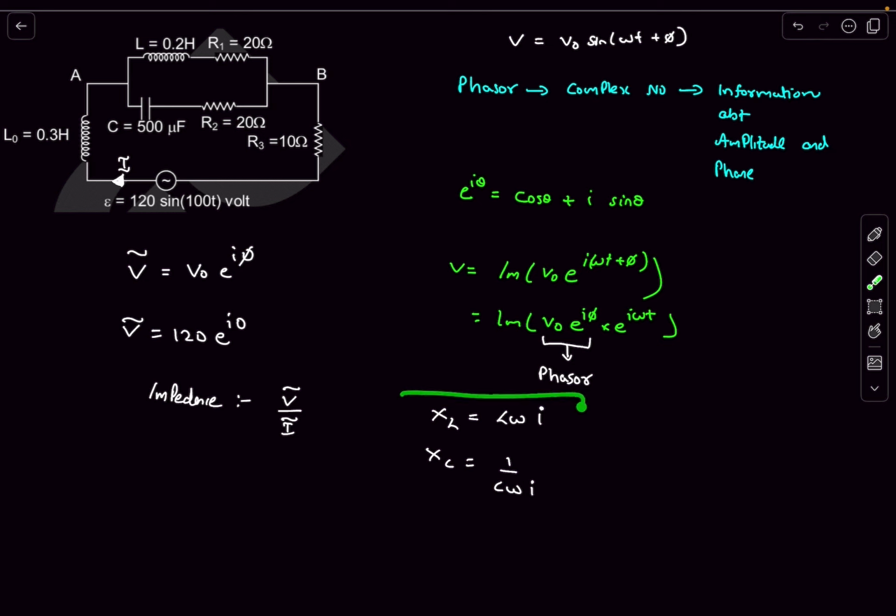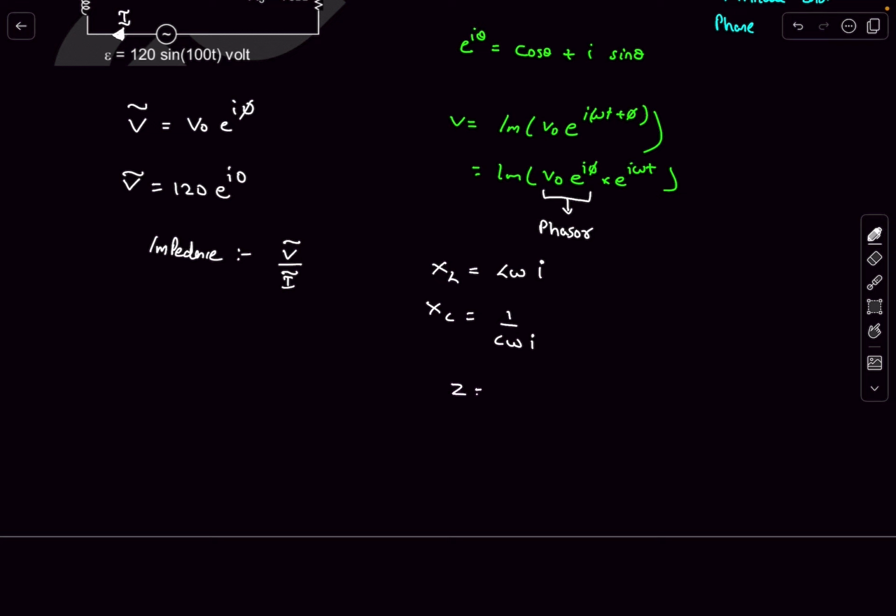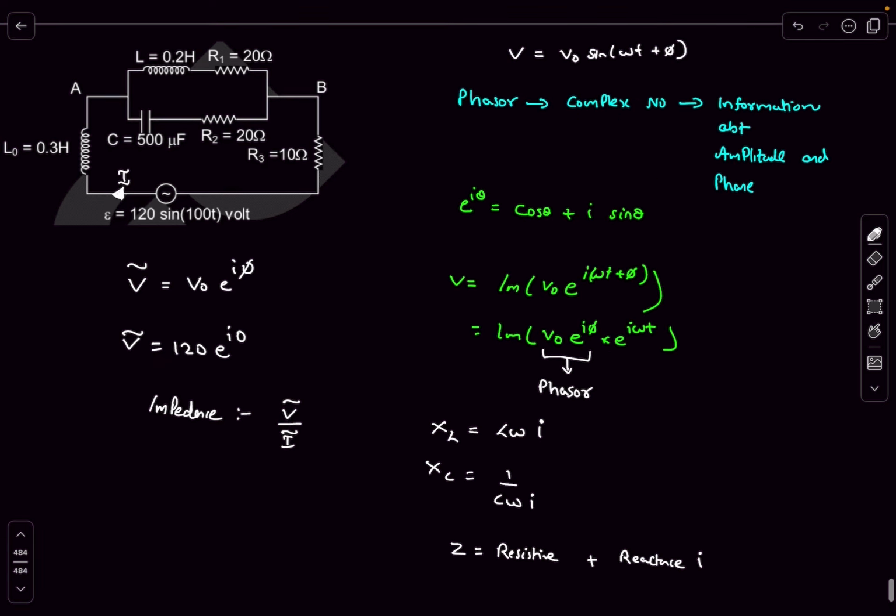The derivations for this, if you want, I'll make another video of it, but it'll take too much time if I cover this right now. So the impedance of the circuit has two parts. The first part is the resistive part, which includes the resistances of the circuit, and then we have the imaginary part, which includes XL and XC. This part is also called the reactance, the complex part. These are the only information we need to solve this problem.